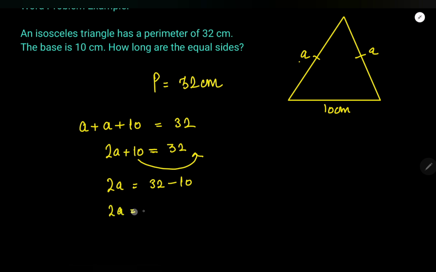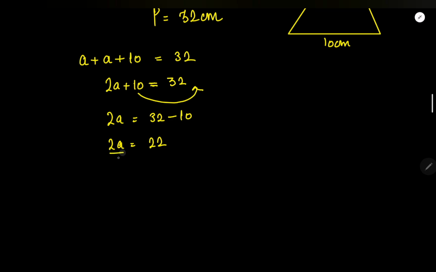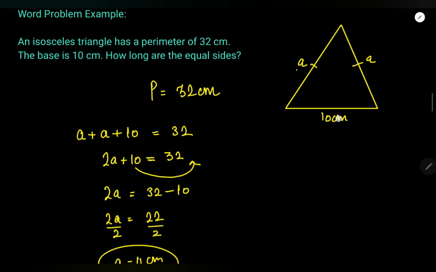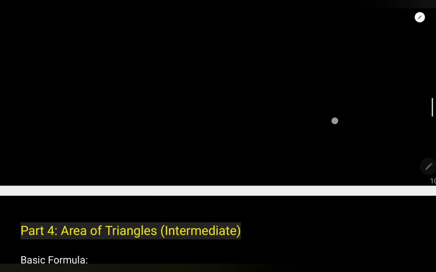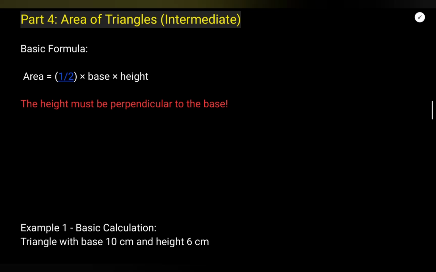So 2A is equal to 22, right? Then divide both sides by 2, you will get A is equal to 11 centimeters. So these both sides are 11 centimeters. Okay. So this was perimeter. When you are given sides, you can add and find the perimeter. And when you are given the perimeter, you can find the sides as well. Okay. After this, we have come to area now.